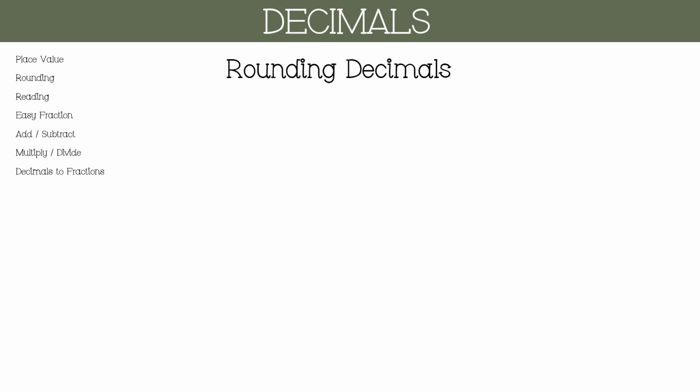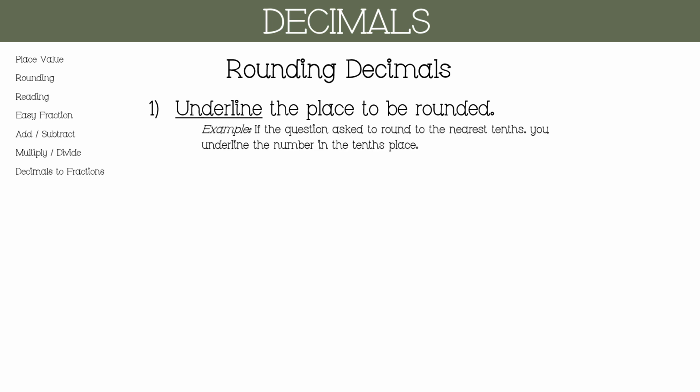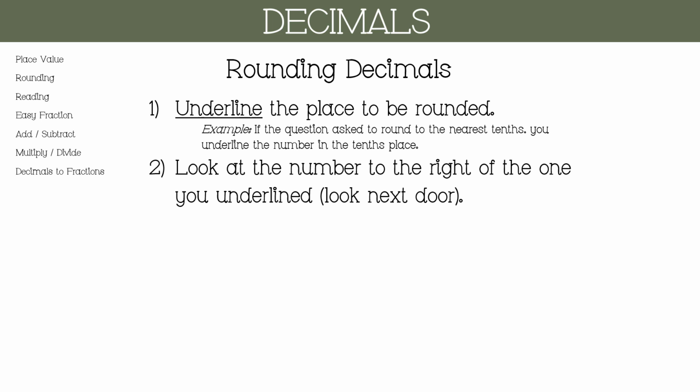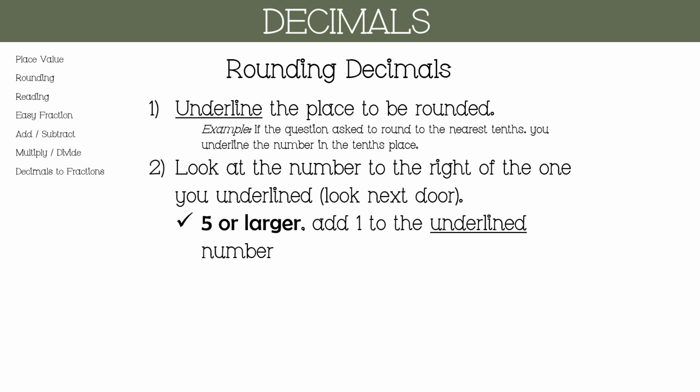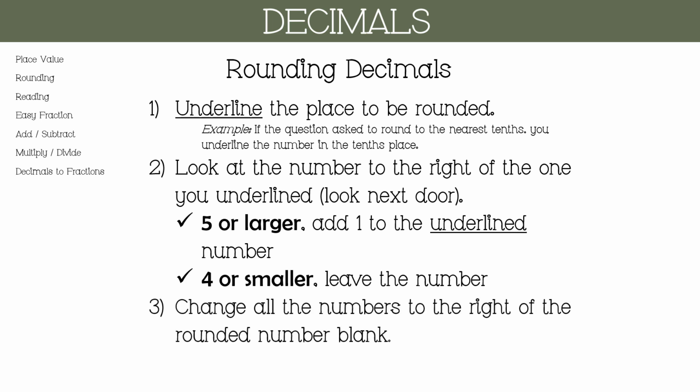Now that we know how to read decimals and we can write them correctly, let's talk about rounding decimals. Let's look at the rules first. First, you're going to underline the place to be rounded. Example, if the question asked to round to the nearest tenths, you underline the number in the tenths place. Look at the number to the right of the one you underlined. Basically, you're going to look next door. If that number is 5 or larger, you're going to add 1 to the underlined number. If it's 4 or smaller, you're going to leave the number alone. Then finally, you're going to change all the numbers to the right of the rounded number blank.